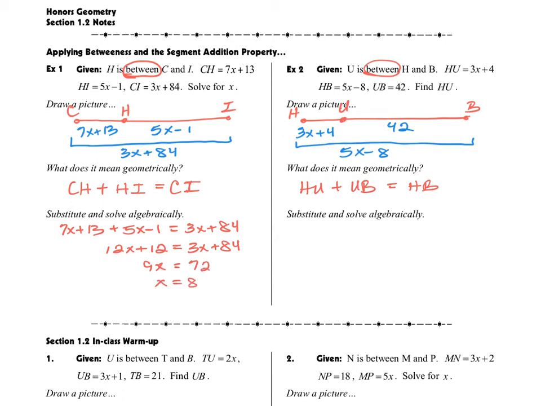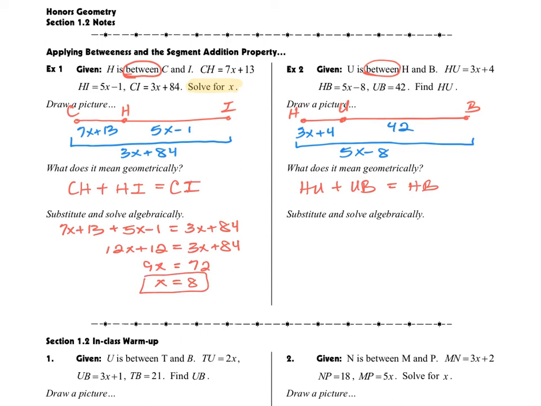Now, this is an important part to pause and take a look up here at the original problem and ask, what did it ask you to solve for? Only after you've taken a look at what you're asked to solve for do you know whether or not you're done. It said solve for x. We've solved for x, so we're in fact done on this problem. So let's go ahead and look at example 2.